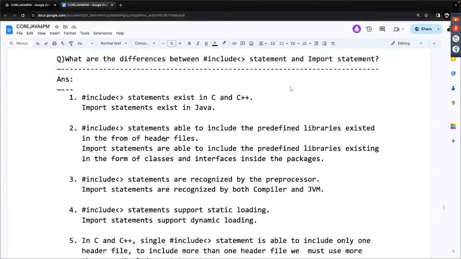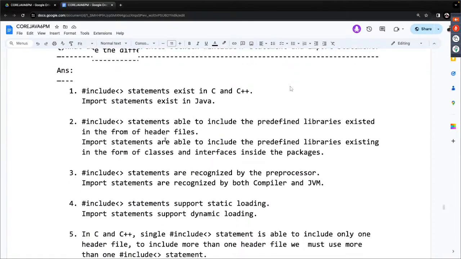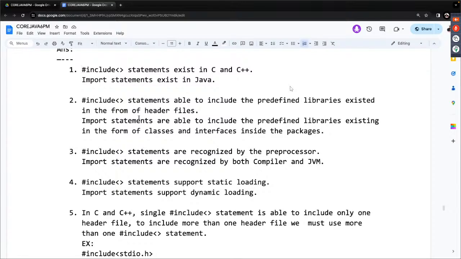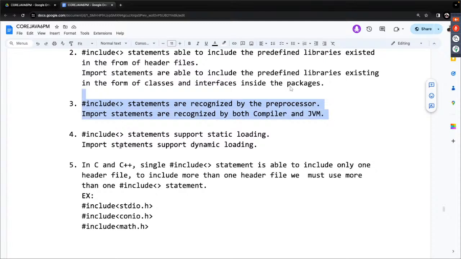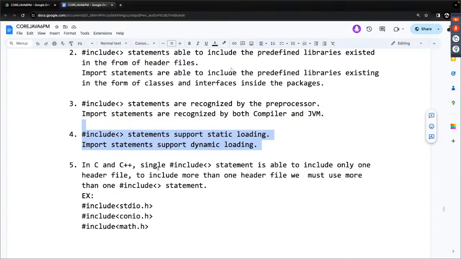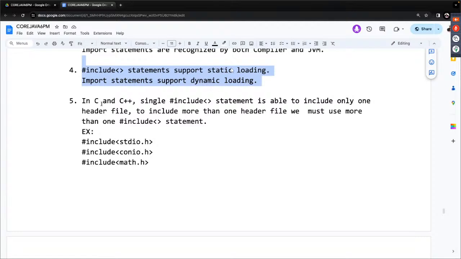Right, sir. Now, the differences between hash include statement and import statement. What is the first difference? Hash include statements exist in C and C++, whereas import statements exist in what there? Java. Hash include statements include the predefined libraries existing in the form of header files, but import statements include the predefined libraries existing in the form of classes and interfaces inside the packages. Next, hash include statements are recognized by the preprocessor, whereas import statements are recognized by both compiler and JVM. Hash include statements support static loading. Import statements support what? Dynamic loading.